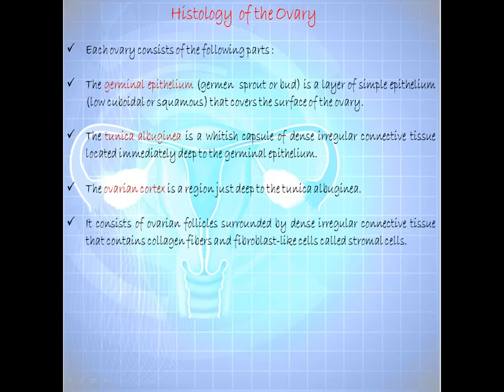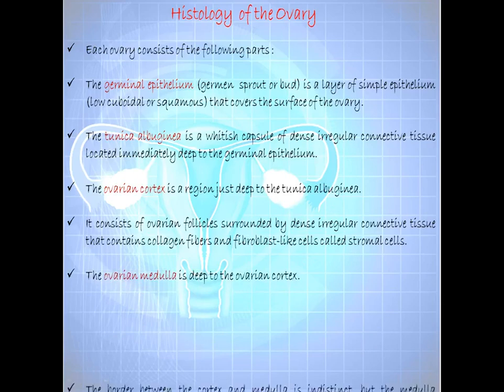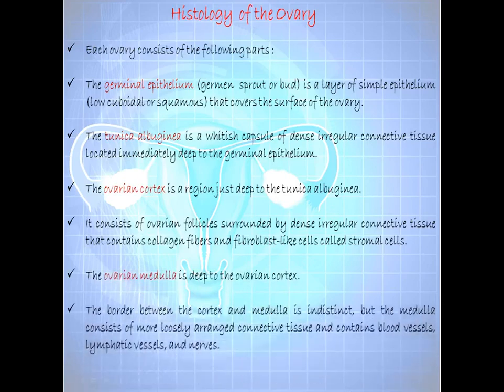It consists of ovarian follicles surrounded by dense irregular connective tissue that contains collagen fibers and fibroblast-like cells, which are called stromal cells. The ovarian medulla is deep to the ovarian cortex. The border between the cortex and the medulla is indistinct, but the medulla consists of more loosely arranged connective tissue and contains blood vessels, lymphatic vessels, and nerves.